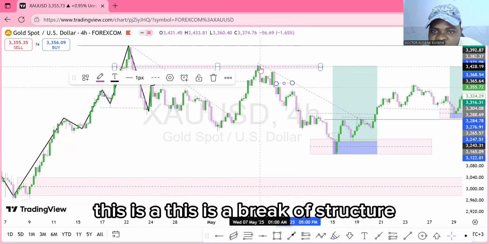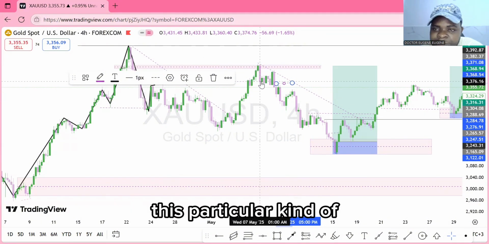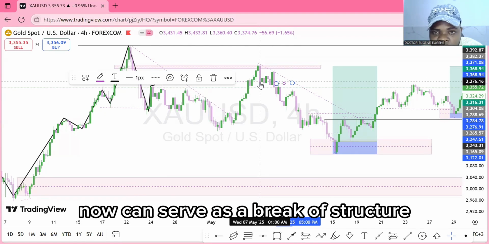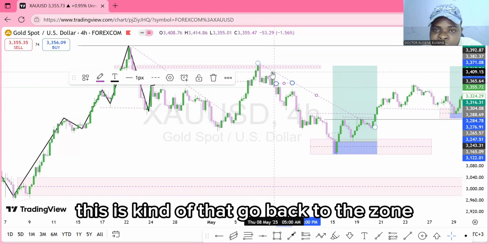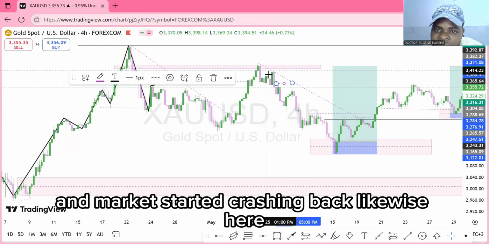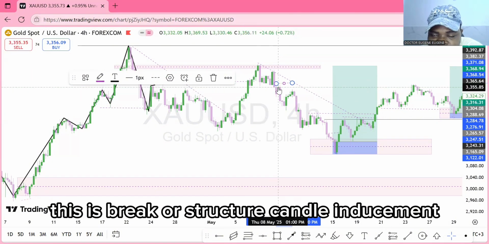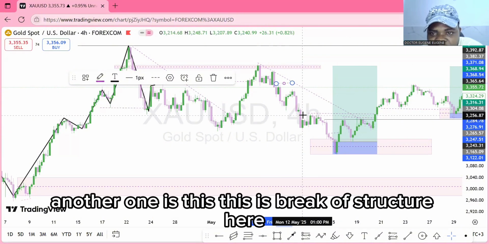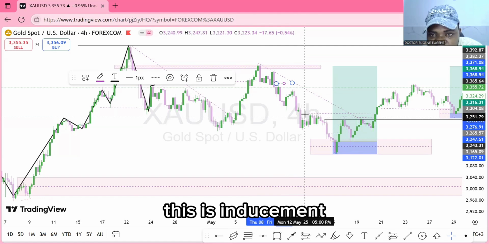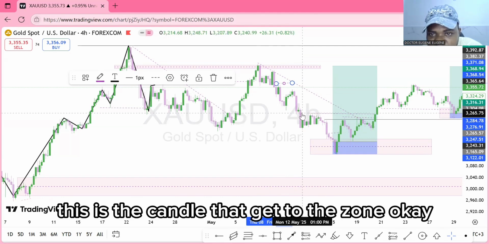This is a pull, this is a break of structure. This particular candle now can serve as a break of structure. This one is inducement. This is the candle that went back to the zone and the market started crashing back. Likewise here, this is the break of structure candle, inducement, the market gets to the zone here and started crashing. Another one is this. This is a break of structure here. This is inducement. This is the candle that gets to the zone.